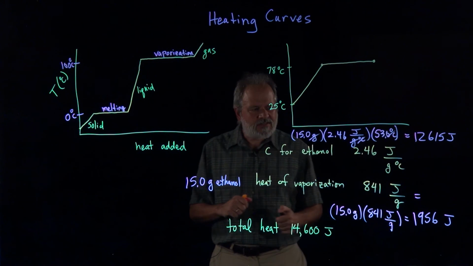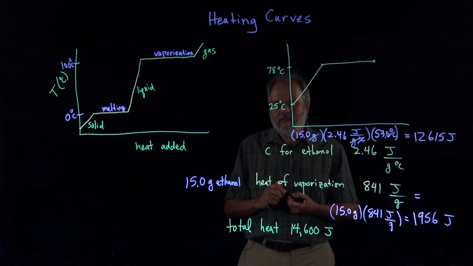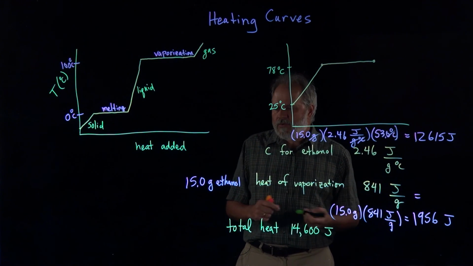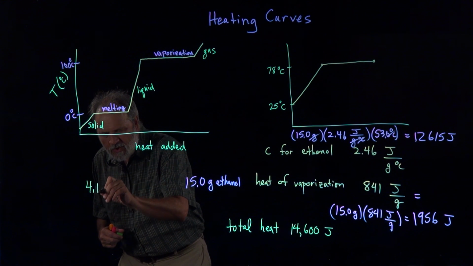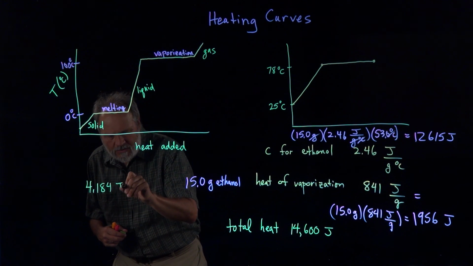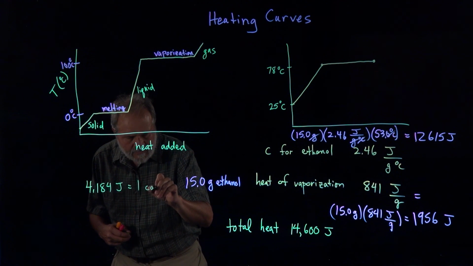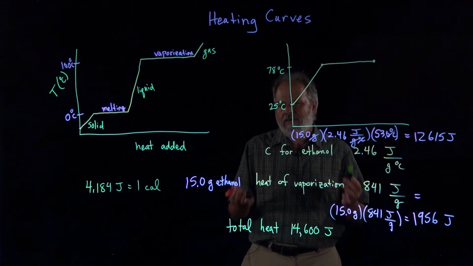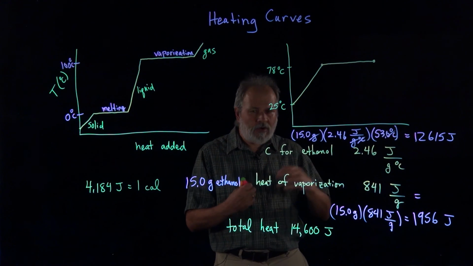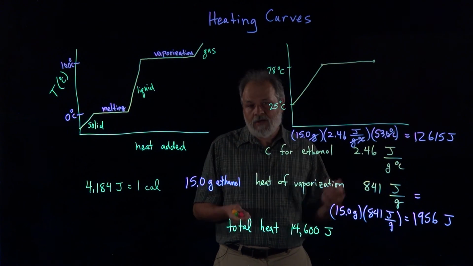Okay, now in principle, if the unit's calories, the constant will be a different number, but the result will be in calories instead of joules. And remember that the conversion between calories and joules is that 4.184 joules equals 1 calorie. And the original definition of the calorie was that it was the amount of heat required to raise the temperature of 1 gram of water by 1 degree centigrade.